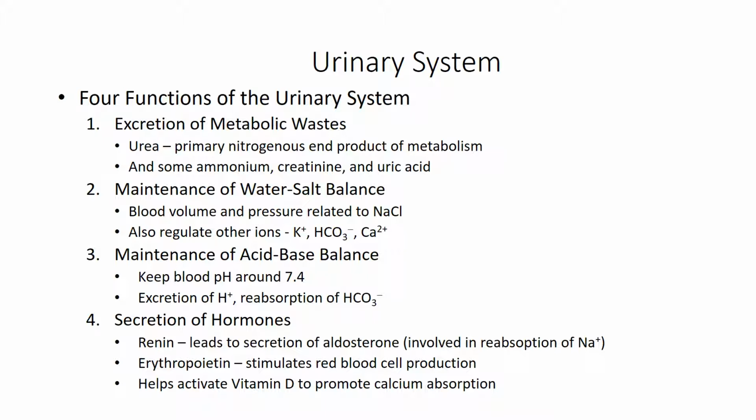Basically, the breakdown of amino acids, which are the building blocks of proteins in our liver, releases ammonia, and ammonia is going to be combined by the liver with CO2 or carbon dioxide to produce urea. Okay. So if you eat lots and lots of protein, you're going to make lots and lots of urea. And urea is just a nitrogenous end product of metabolism that needs to be eliminated in the body. Okay.